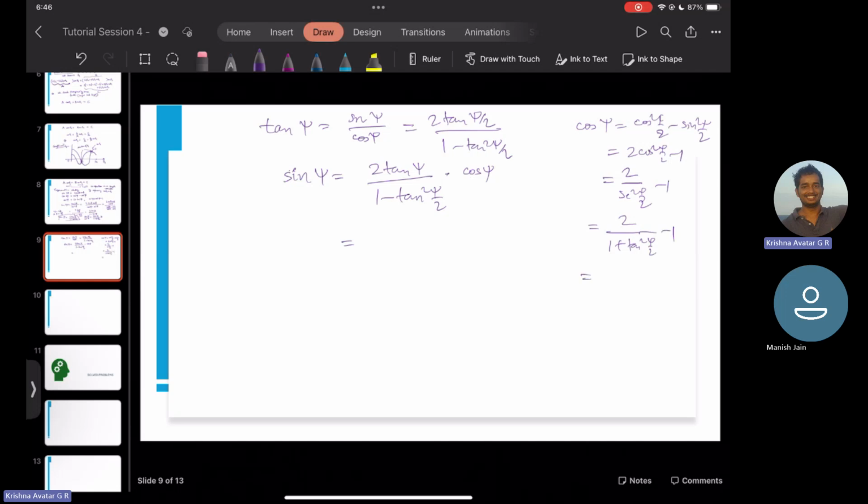And this will eventually be written as 2 minus 1 minus tan squared psi by 2 divided by 1 plus tan squared psi by 2. And this comes to be 1 minus tan squared psi by 2 by 1 plus tan squared psi by 2. Now this is just an intermediate result which comes in handy later. So what you have is 2 tan psi by 2 by 1 minus tan squared psi by 2 into 1 minus tan square psi by 2 divided by 1 plus tan square psi by 2.